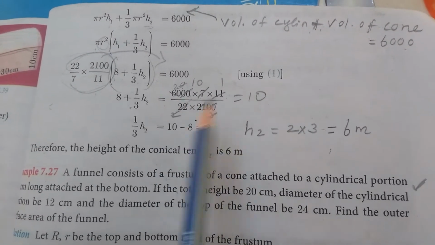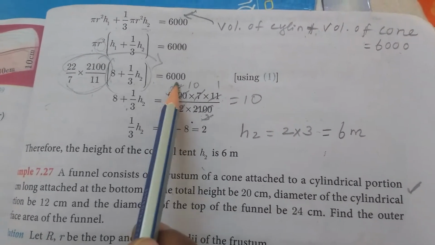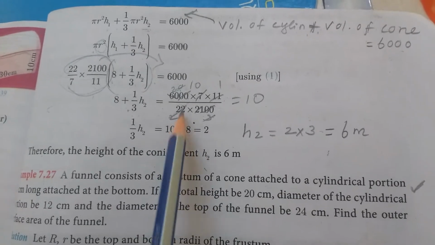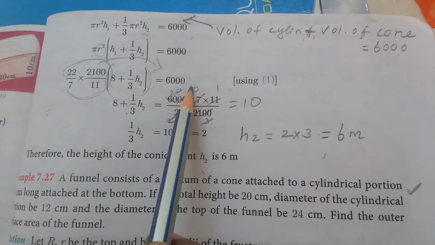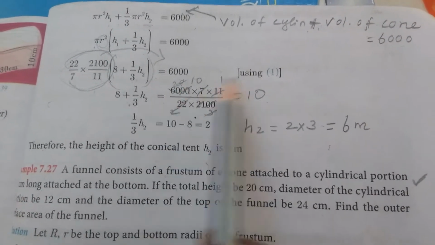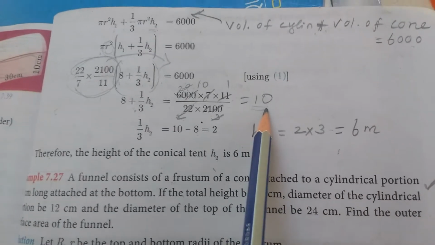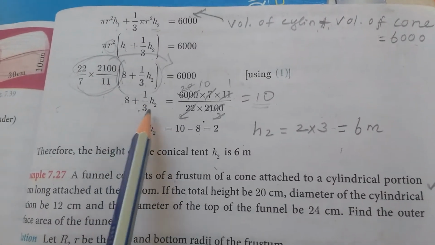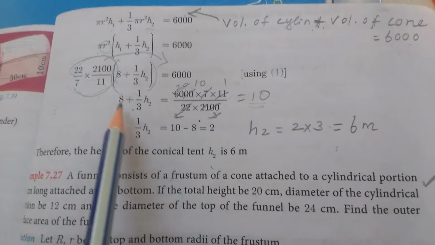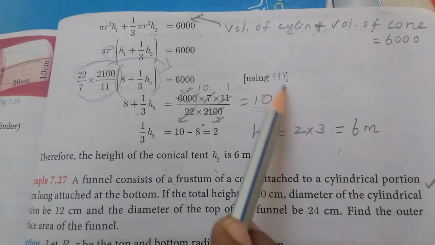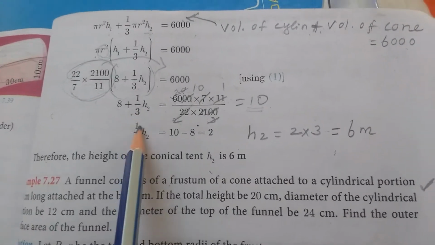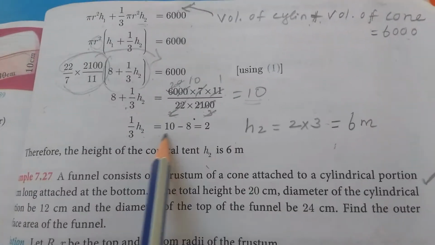The 20s get cancelled. 2 table, this is 30 times. Again 2 table, 3 table 10 times. This is 11 table. So the final answer is 10. 8 plus 1 by 3 h2 equals 10. Now bring this 8 to this side, so the remaining term is 1 by 3 h2 equals 10.